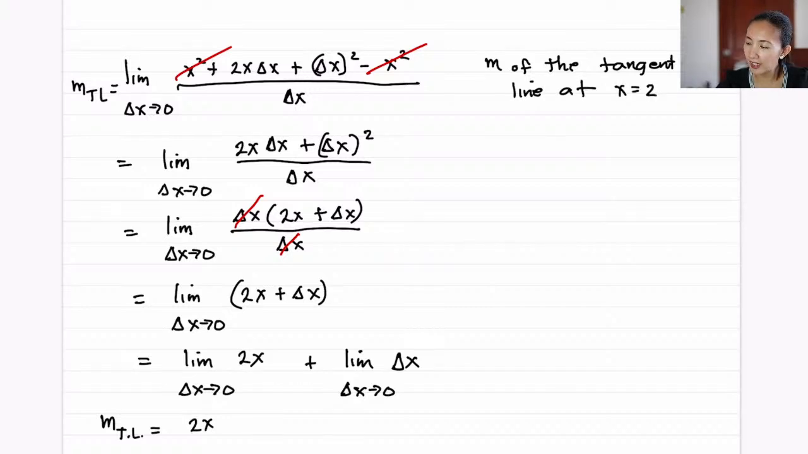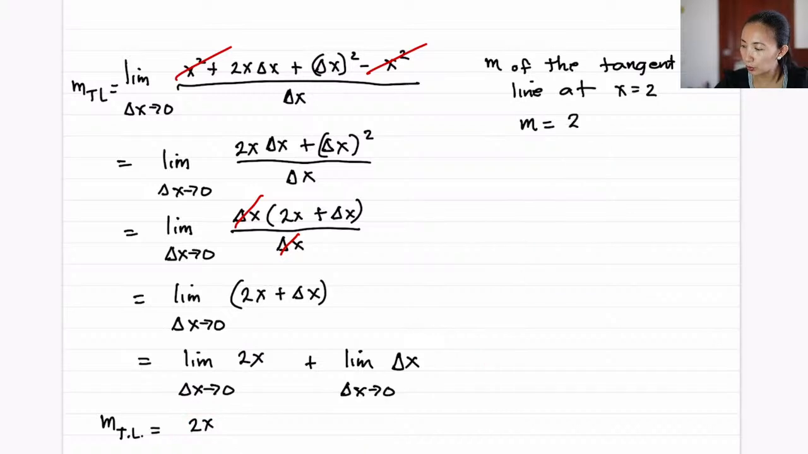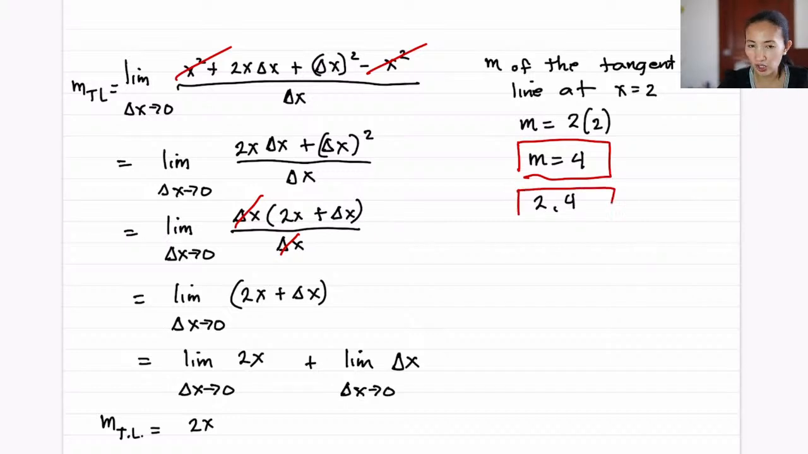So the slope of the tangent line at x equal to 2 is simply, from here, you substitute x with 2. You will have 2 times 2. m is equal to 4. So now we have a slope. Meron na tayong slope. And a while ago, we identified a point which is 2, 4. So we are ready to determine the equation of the tangent line using the point-slope form.